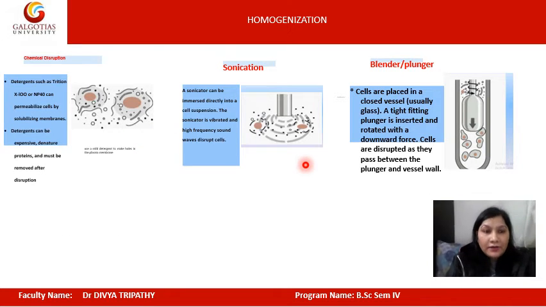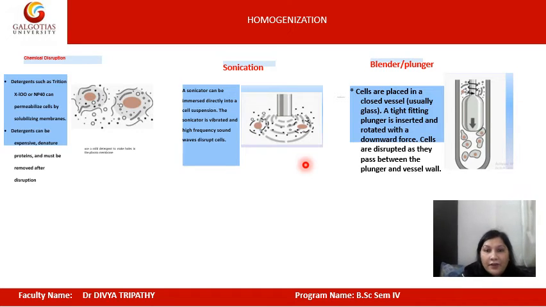Now, on this slide, you can understand different types of homogenization method. See here, this is an example of chemical disruption in which a detergent like Triton X-100 or NP-40 can be used to disrupt the cell membrane of the cell. These surfactants can make cells permeable by solubilizing their membrane. This method can be expensive, and detergents can also denature the protein and must be removed after disruption. These are some drawbacks when we use detergent for homogenization.